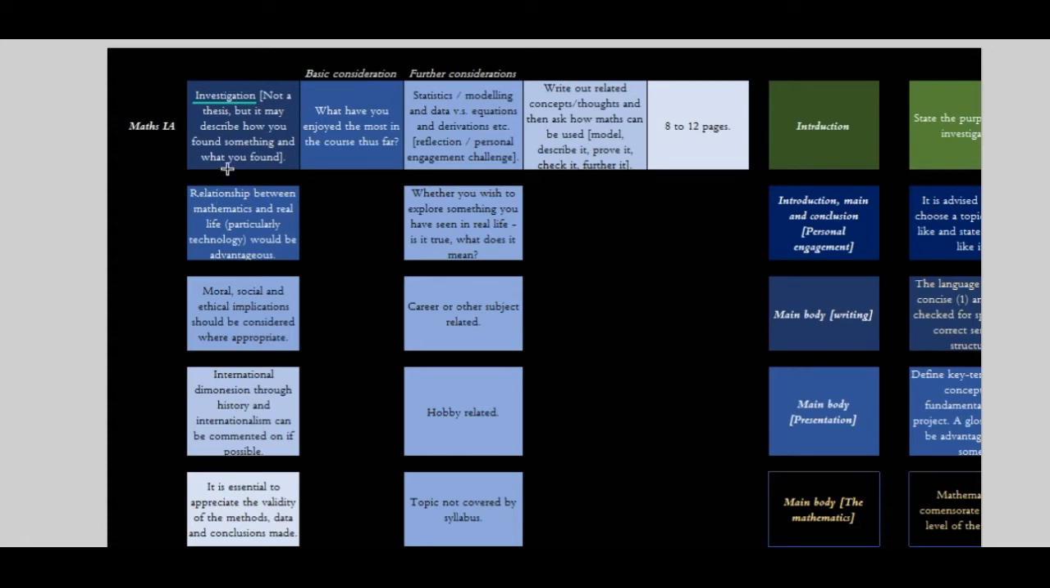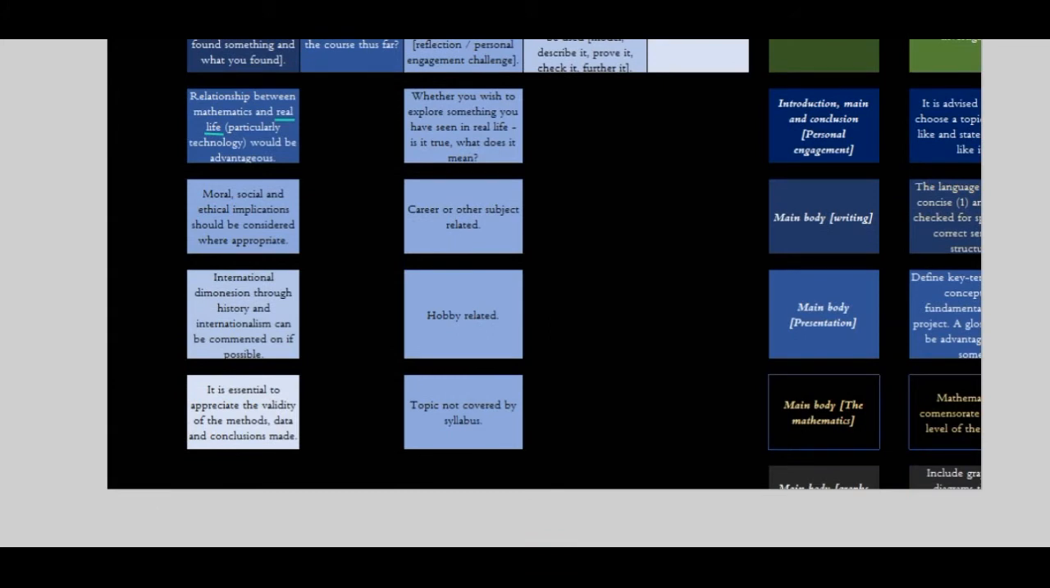So for example, in your investigation, it might be advantageous for you to mention the way mathematics links to a real life situation. So whatever maths you do, if you can come up with some conclusions as to how it links to a real life situation or your life, that may be useful, but it's a possibility. It depends on what your maths IA is. If you can also, depending on what it is, where appropriate, make connections to any moral, social, and ethical implications, that's something that IB would also like. International dimensions through history and internationalism can be commented on if possible.